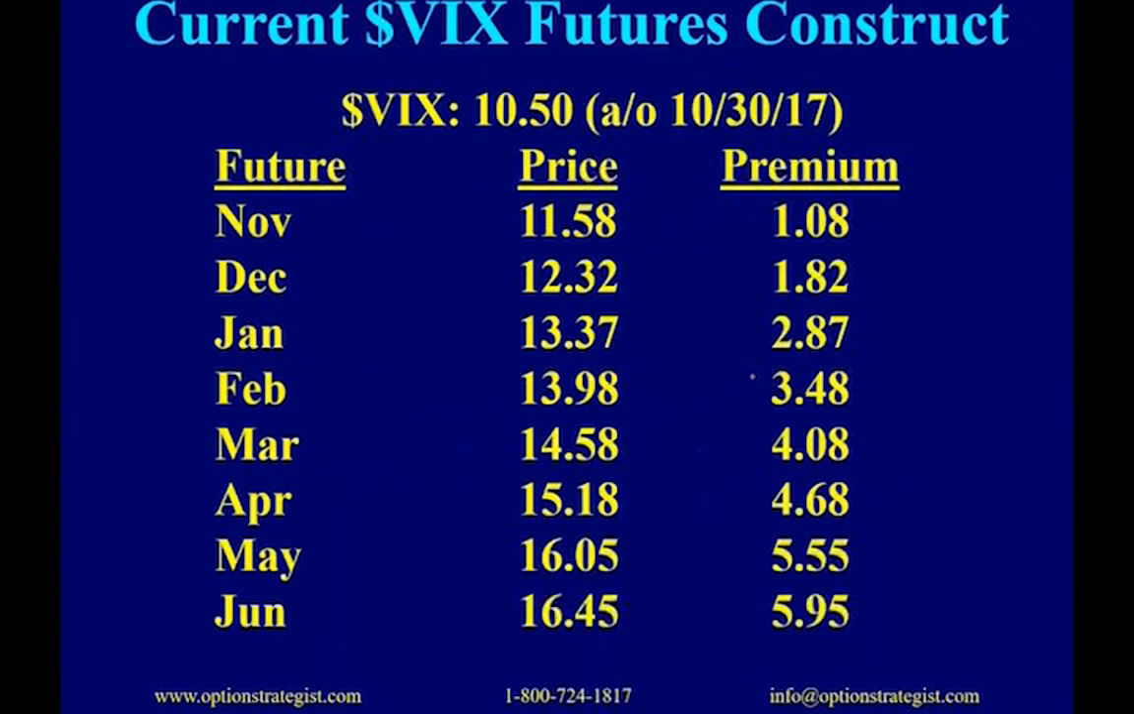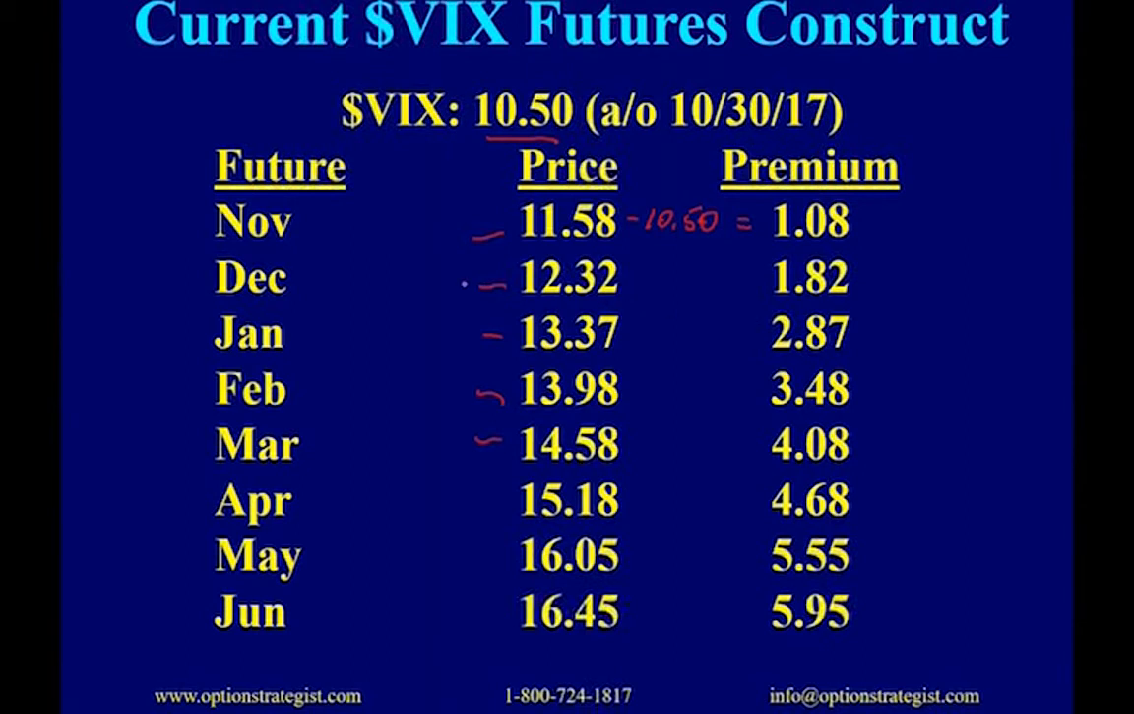So here's the current status of VIX and the VIX futures as of last night's close. VIX closed at 10.50. The futures closed at these various prices. And the premium is just this number: 11.58 minus VIX of 10.50 equals 1.08. So you can see all the futures are trading at a premium to VIX. So that's bullish. And of course, that's what you'd expect with VIX being this low.